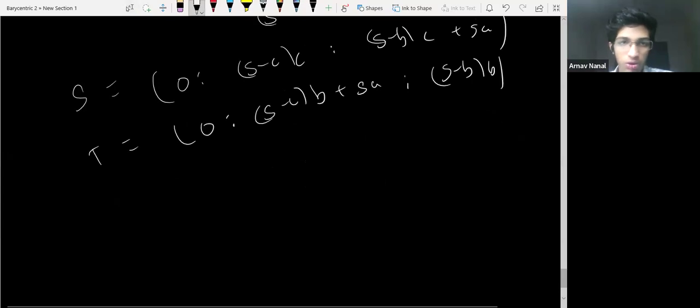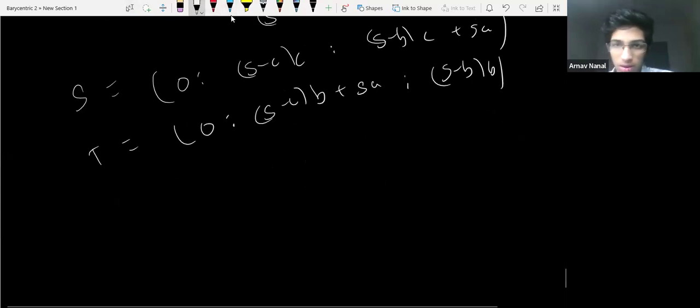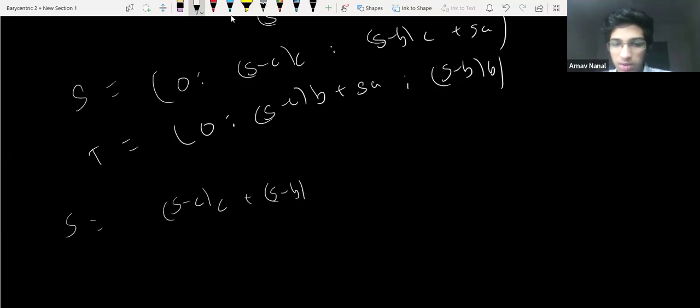Okay, so now you just want to show that M is the midpoint. So you just, what do you call it? So homogenize this. If you have S, you have the sum of that, right? So it's like S minus C times C plus S minus B times C plus SA. That gives you, what?